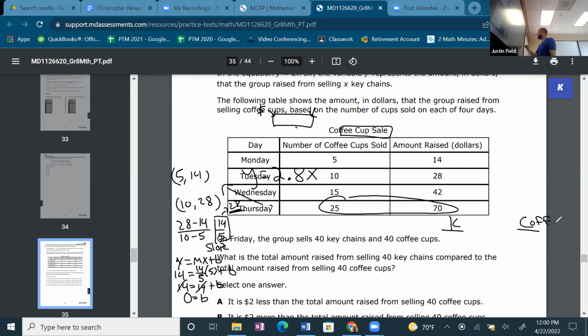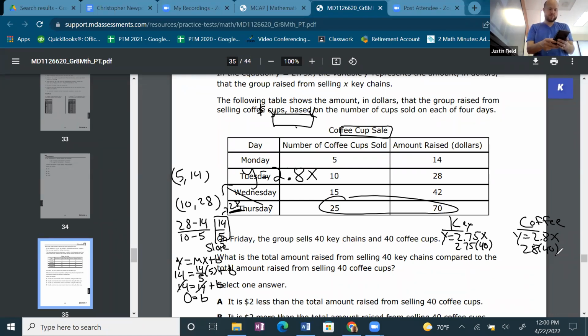Okay, it's time for the next class. Our keychain equation is, what was it? 2.75. And our coffee cup equation is 2.8. So we're going to do 2.75 times 40, and we're going to do 2.8 times 40. Let's see what we get.